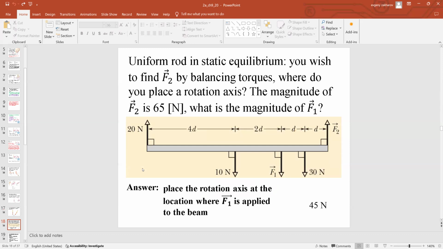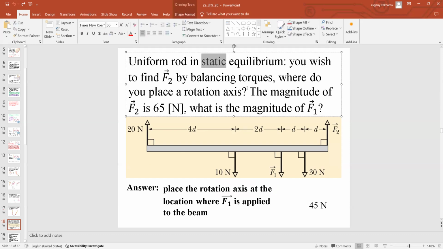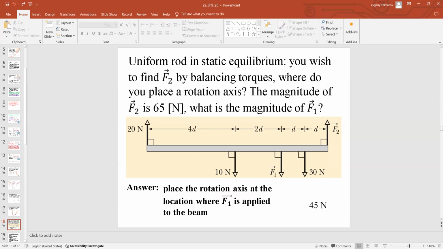Okay, here's another problem. You got a rod in static equilibrium. Once again, static means no motion whatsoever. It's just sitting still. If it's non-static, then it means it's moving in a certain direction, but constant velocity. No change in direction, no change in magnitude. And we want to know the second force by balancing torques. Where do you place a rotation axis? Magnitude of F2 is given. What's the magnitude of F1?